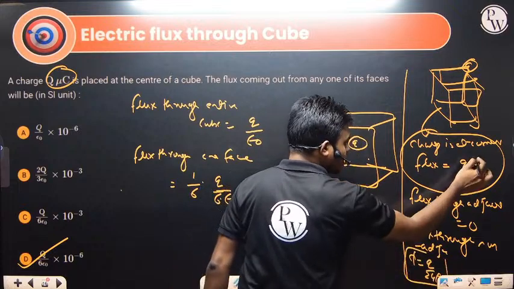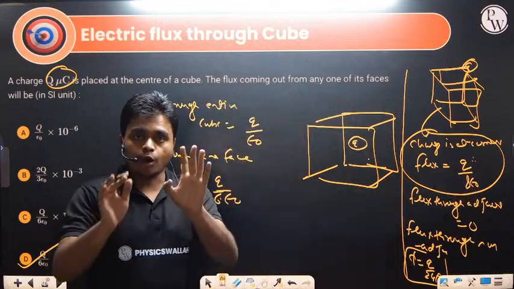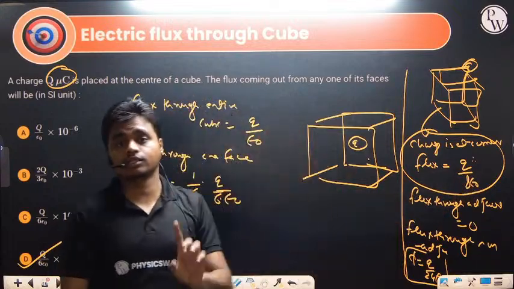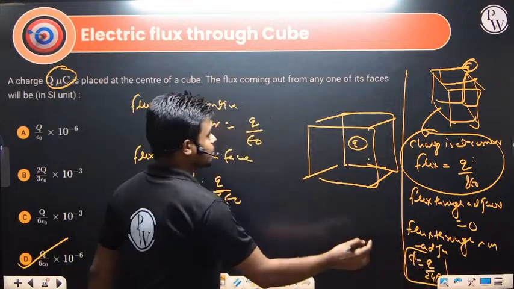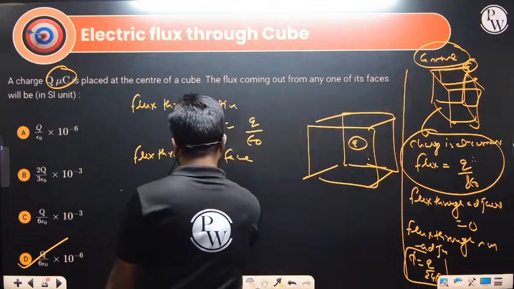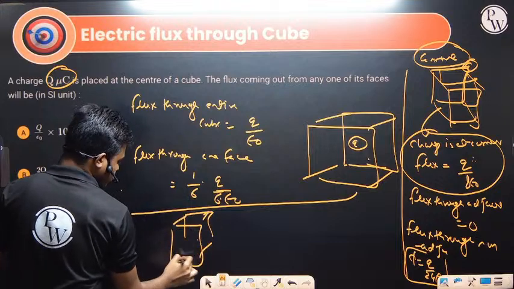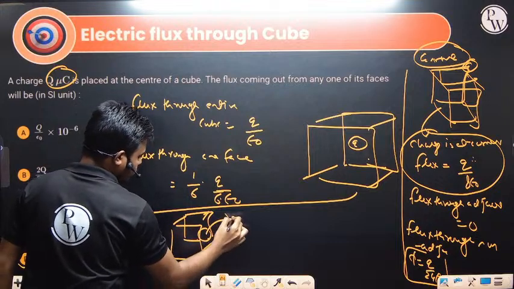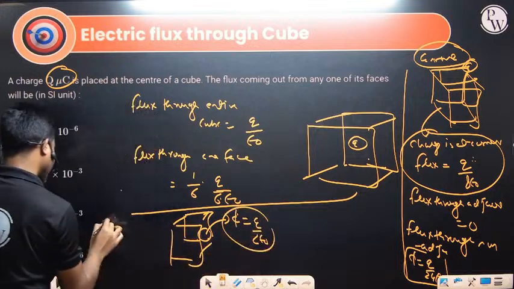How are we getting this? This is through the complete cube, and they're asking for one face. How many non-adjacent faces do we have? 3 non-adjacent faces. So divide by 3, that is Q by 24 epsilon naught, when the charge is placed at the corner. If the charge is placed at the face center, and they're asking for the flux through the cube, that is Q by 2 epsilon naught.